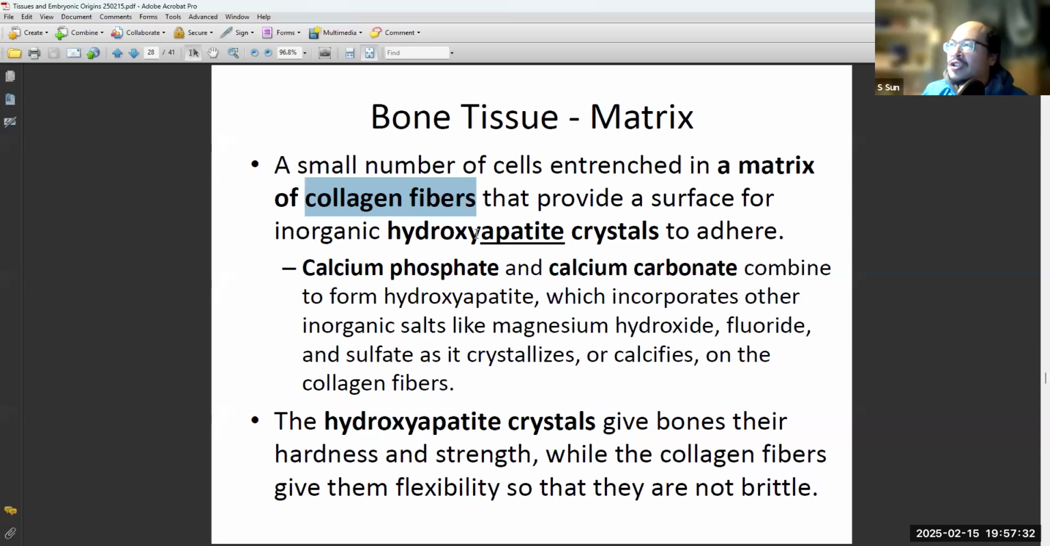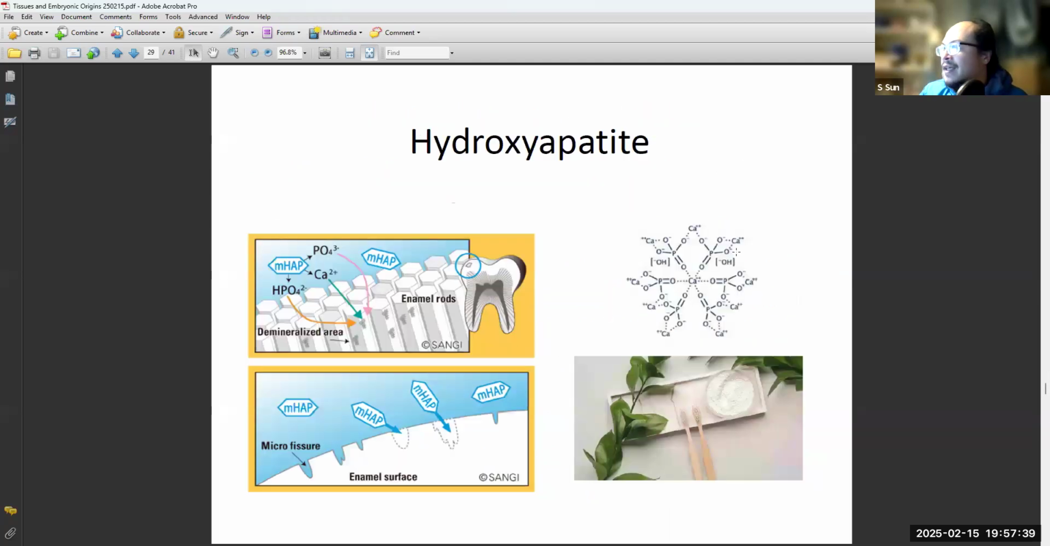Hydroxyapatite crystal. Let me show you what it's like. That is the hydroxyapatite right here. You can see that it's like a powder structure, and this is basically bone powder in a way. It's a bone powder.